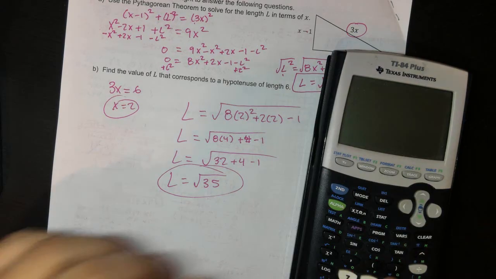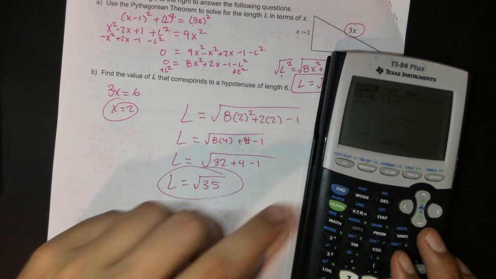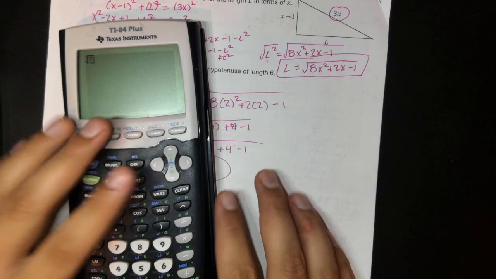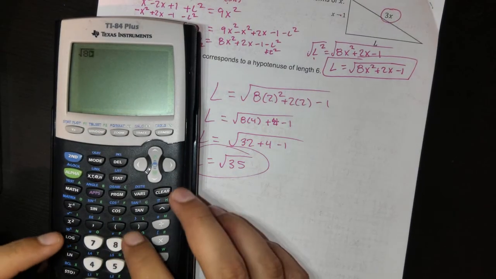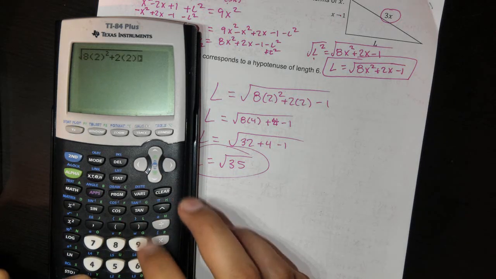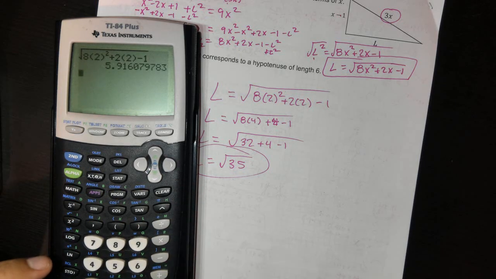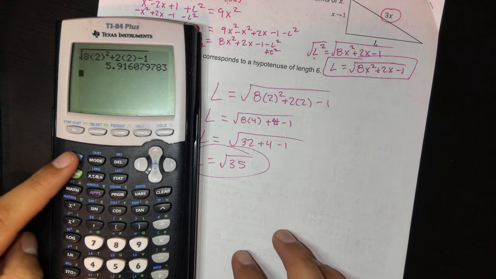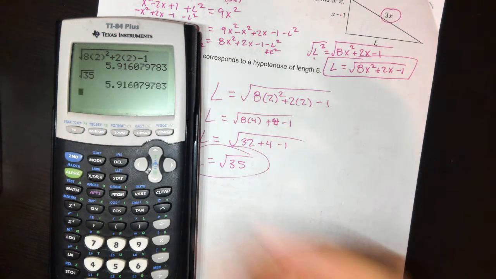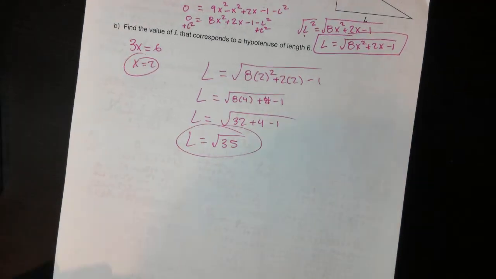And then here, it's kind of a way to check. So if I were to just plug this in exactly how we had it, 8 parentheses 2 squared plus 2 times 2 minus 1, we get that, and we got square root of 35, so let's see if that's the same thing. Yeah, so that works.